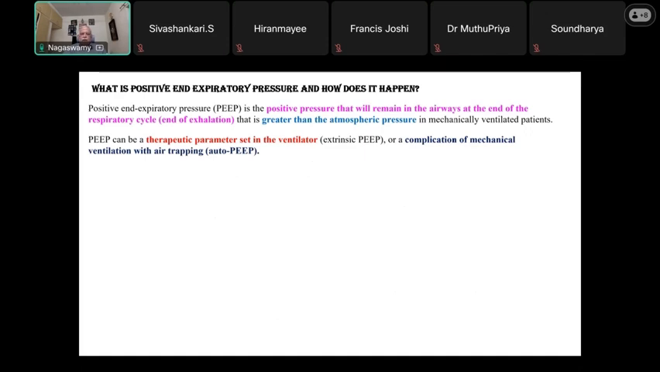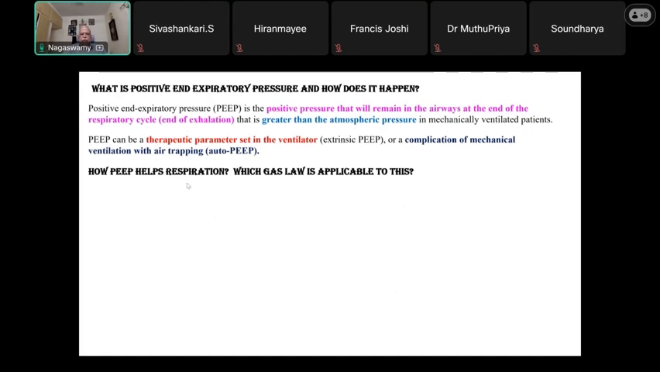But if your positive pressure at the end of exhalation is too much, it will not allow the exhalation of the gases, and they will be quietly accumulating in the alveoli. At one particular stage, the alveoli cannot bear any more volume, and that can suddenly rupture and produce a barotrauma. So that is the complication that can happen because of this particular setting of PEEP in the ventilator.